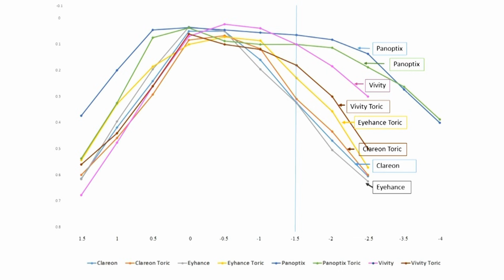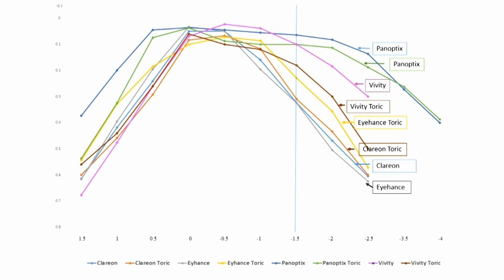Ma'am, these were for how many patients? 100. Each of them was for 100. No, I think PanOptix was 80, something like that. We have still not completed it. I think we combined Vivity and Vivity toric. We combined these two. We combined the toric.